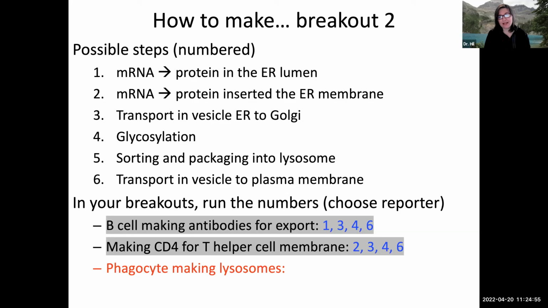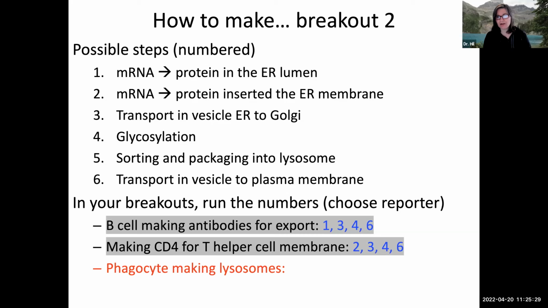So if we were a phagocyte and we had to make some lysosomes, now lysosomes actually come directly off the Golgi. The lysosomal enzymes, the mRNA has to be made into protein, and it goes through the endomembrane system, ends up in the Golgi. The Golgi recognizes that this is a lysosomal enzyme and is not going to the membrane. It's not going to be exported. So it gathers them all up and packages it into a specialized vesicle. So what would the steps be?